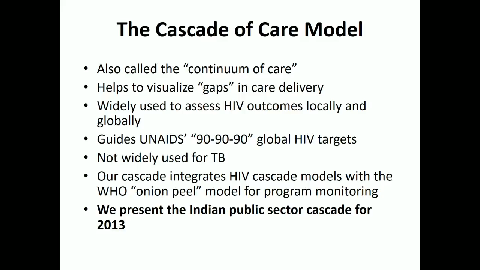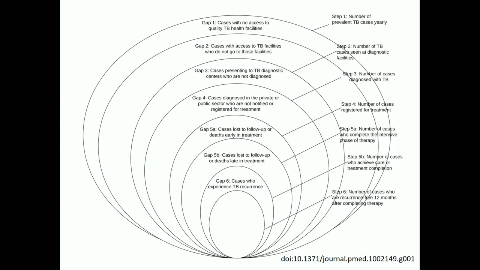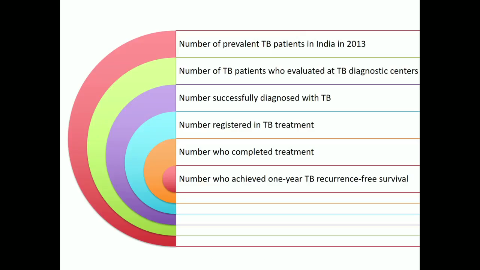So we created a Cascade model that integrates concepts from the HIV Cascade of Care with the WHO onion peel TB model for program monitoring, which has been on occasion or rarely used actually. And we present here the Indian Public Sector Cascade of Care for 2013. So this is our model. I'm not going to walk you through this. I'll walk you through this simplified one.